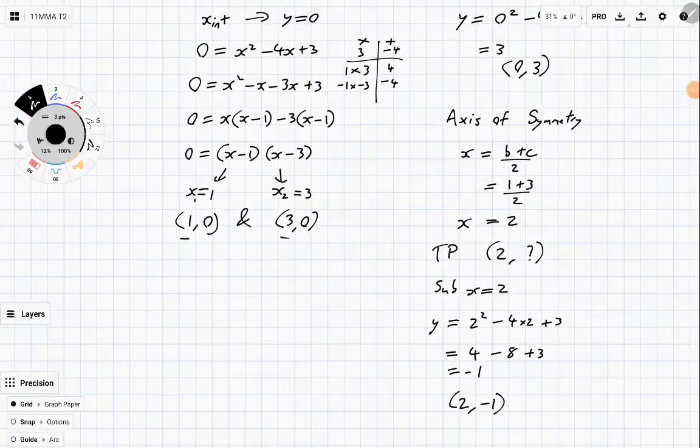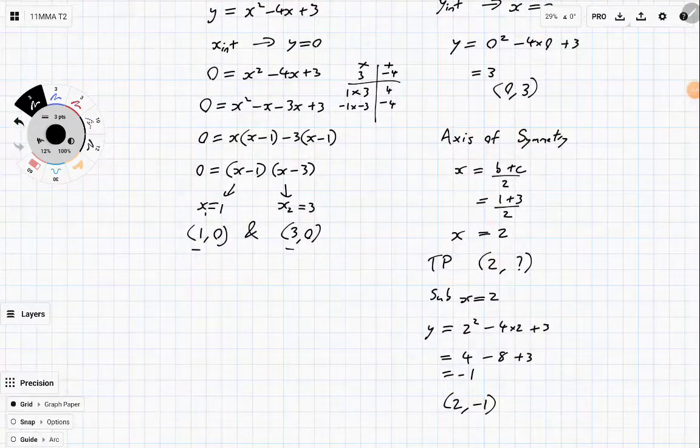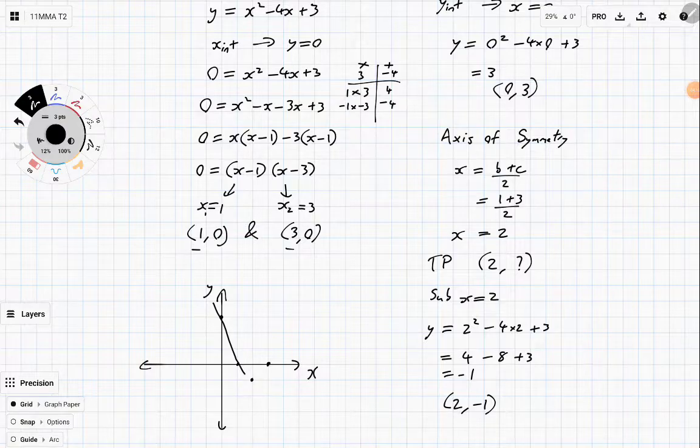We have everything we need. We know the y-intercept, we know the x-intercepts, we know the axis of symmetry, and we know the turning point. Now we should also know that it's going to be concave up, but I think it's always good to visually check as well. So the y-intercept is at 0, 3. The x-intercepts are at 1, 0, and 3, 0. The turning point's at 2, negative 1. And we can smoothly connect this up with our nice quadratics shape.